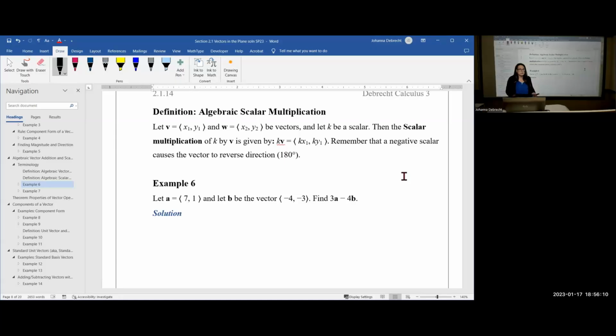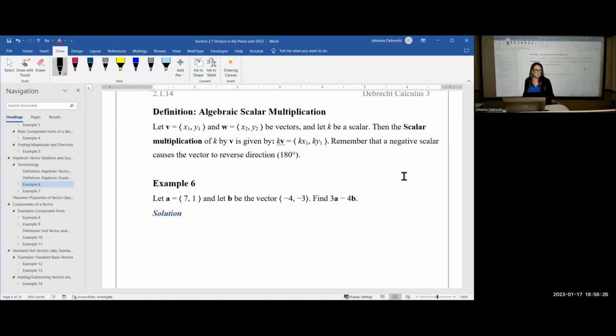and that gives you the new vector in standard position. All right, so we're going to start in example 6 with the same vector 7, 1, and b is the vector -4, -3, which is the one from the previous example. And we want to find 3a minus 4b.